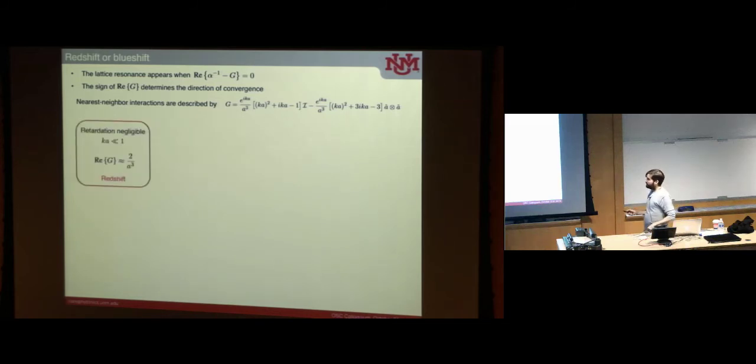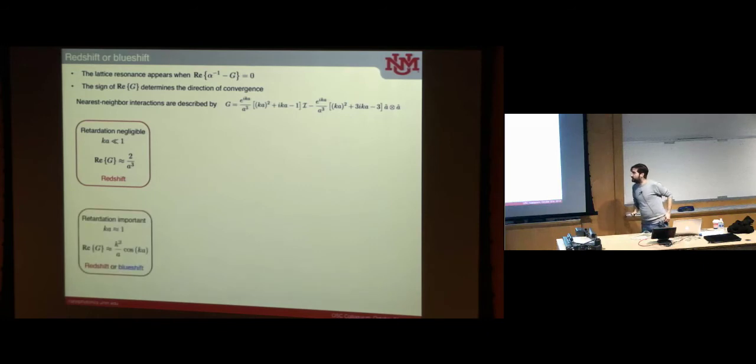And now, depending whether retardation is negligible, if it is, then the real part of this just becomes something like that, which is positive. But if retardation is not something you can neglect, then of course now we pick up the cosine. It's the same idea as before. We have an exponential, and now depending on the actual value of that cosine, the coupling could be positive or negative. And that's exactly what we saw.